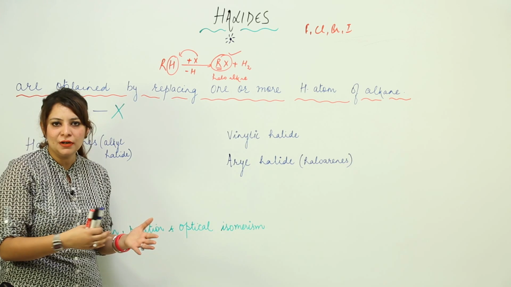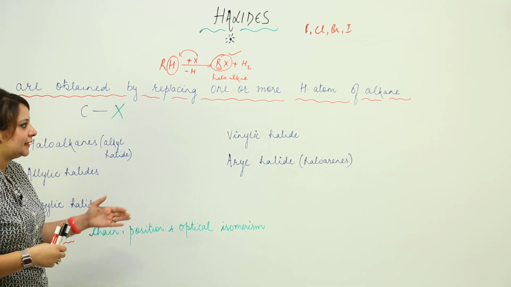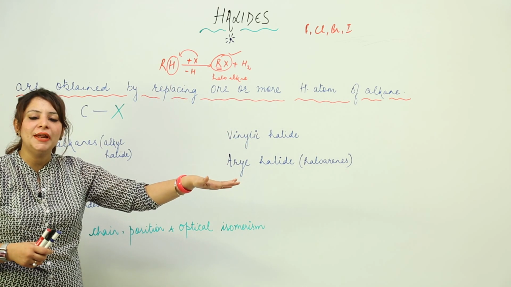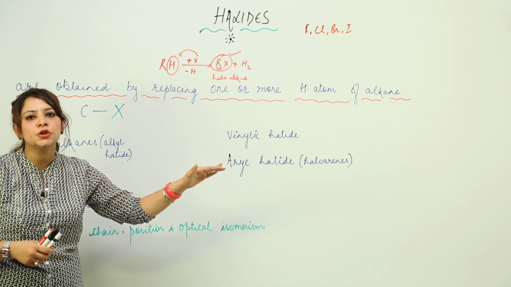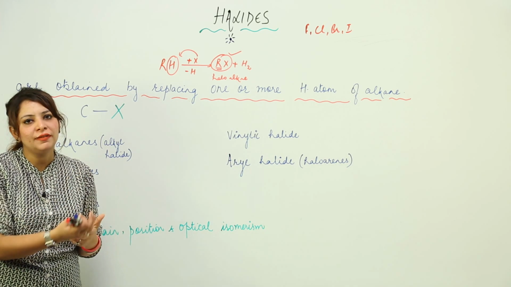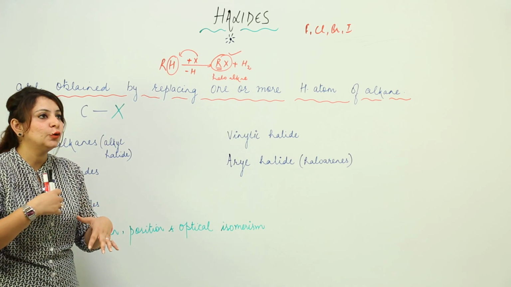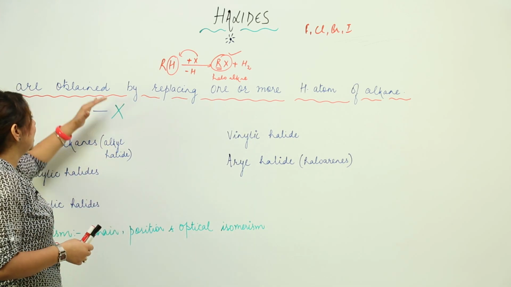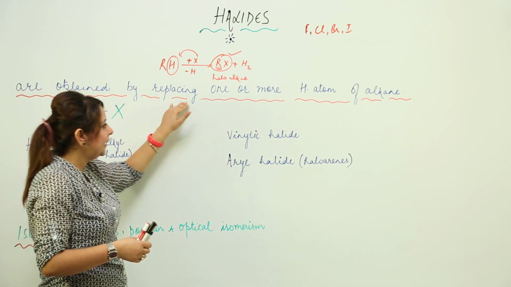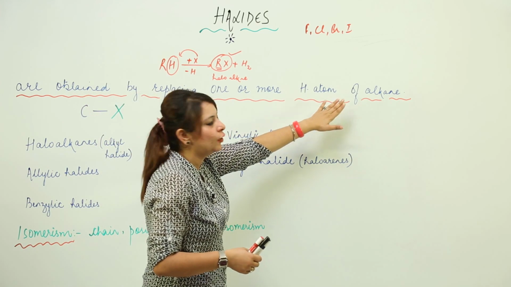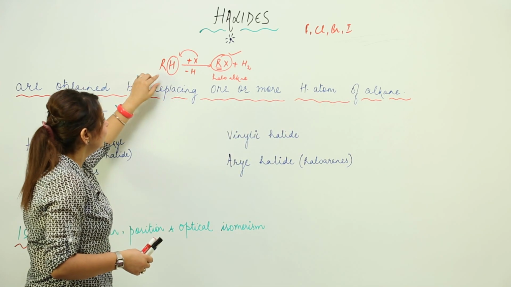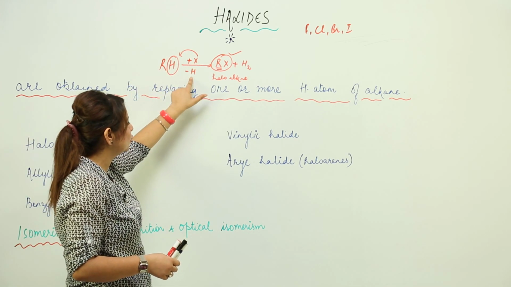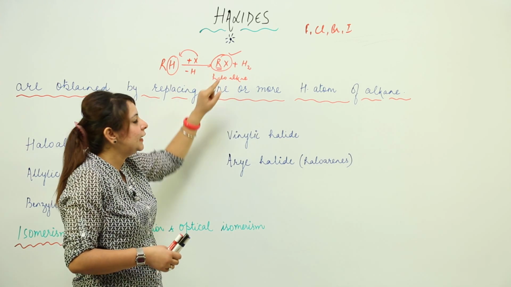So the basic halide compound is the haloalkane, which is obtained by replacing one or more hydrogens. When at least one hydrogen is replaced with a halogen, it is called a haloalkane. But you can add more halogens also, as long as there are replaceable hydrogens. So we can express this as RH, with minimum one H, adding a halogen, subtracting this hydrogen, and as a result I get the haloalkane.